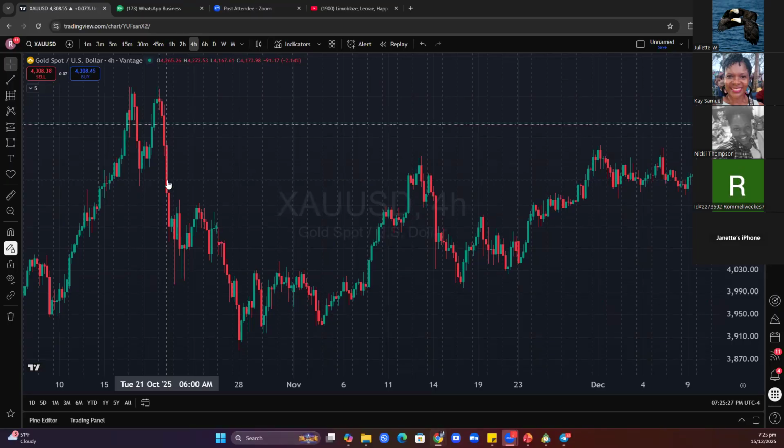Because where the momentum began is usually where it revisits. We're gonna write that down, right? Where the momentum began is usually where the market revisits. Okay. So I'm gonna say it one more time. Where the momentum began is usually where the market revisits.